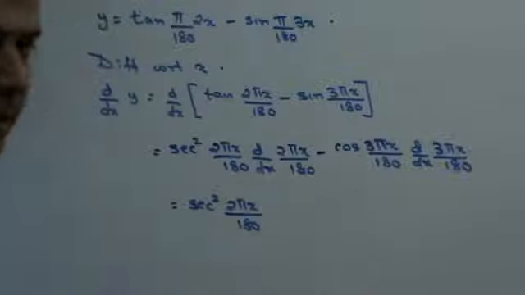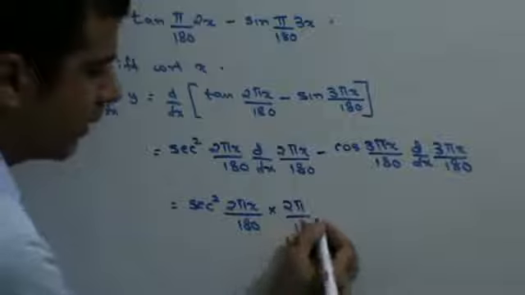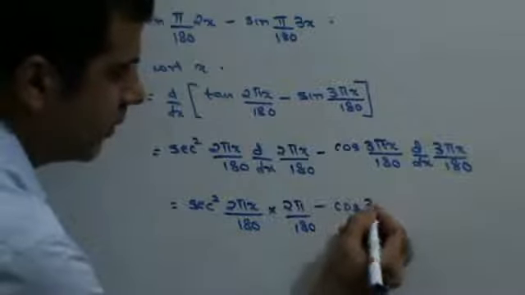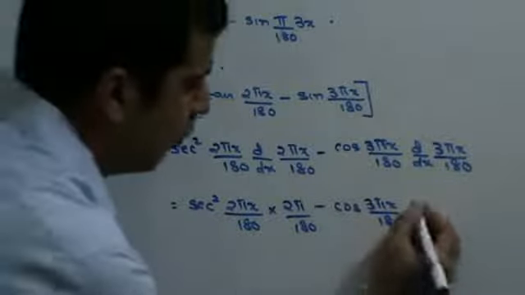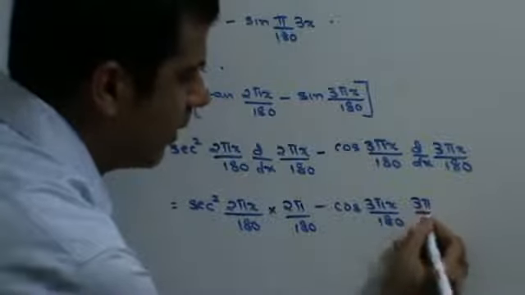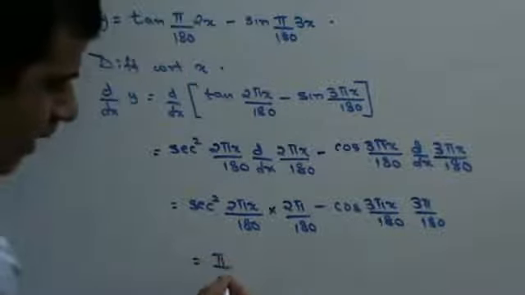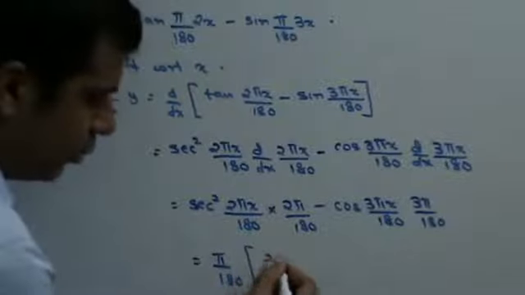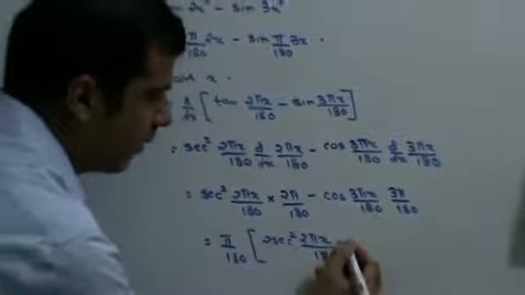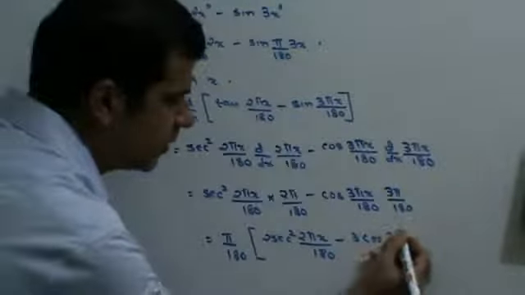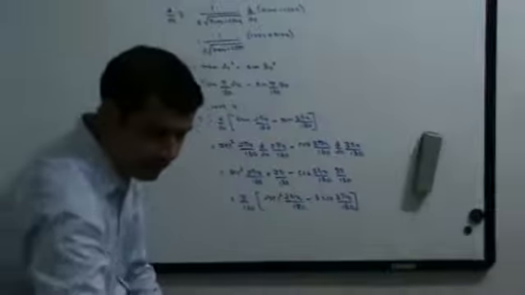Now 2 pi by 180 is constant, d by dx of x is 1, so this will be into 2 pi by 180 minus cos 3 pi x by 180. 3 pi by 180 is constant, therefore that comes outside the derivative. D by dx of x is 1, so I need not write this. So this is going to be pi by 180 common. So this will be 2 sec square 2 pi x by 180 minus 3 cos 3 pi x by 180. That will be your answer. Fine, do you understand this? Let's see another sum, people.